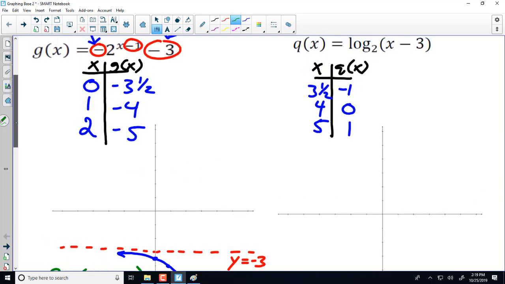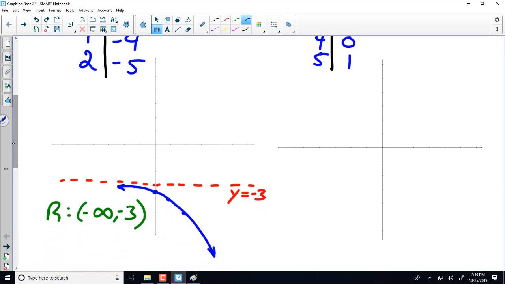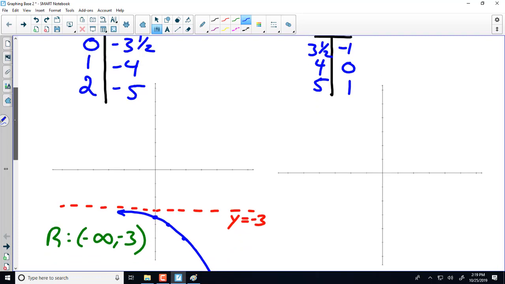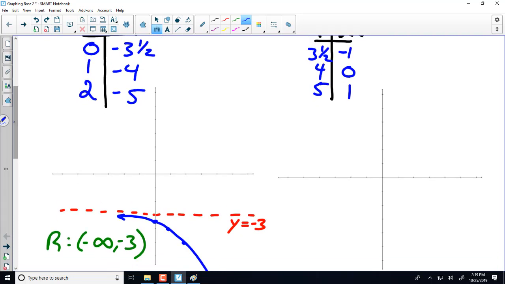Okay, let's graph the logarithm one over here. So (3.5, -1). So they come out 3.5, go -1, and then (4, 0). So 1, 2, 3, 4, 0. And then (5, 1).